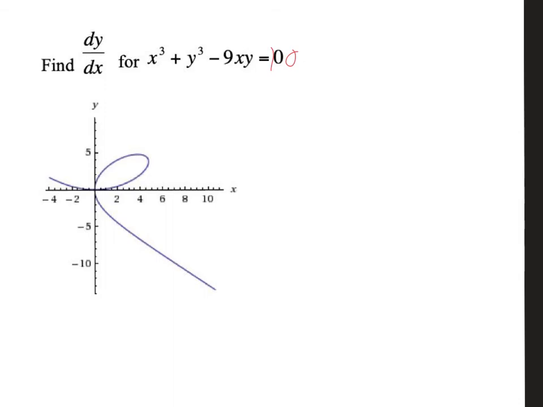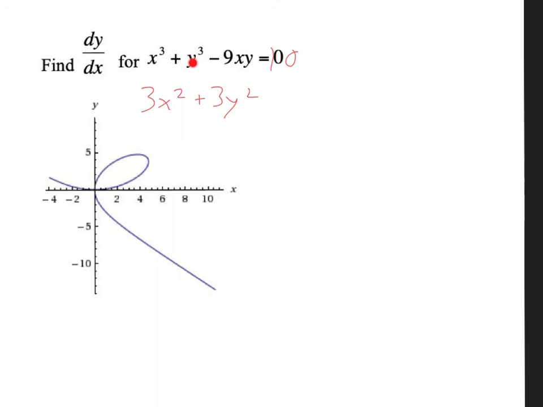Okay, so we're going to take the derivative of each term individually. So the derivative of x cubed is, of course, 3x squared. The derivative of y cubed is 3y squared. But, hold on, here's where implicit differentiation happens.